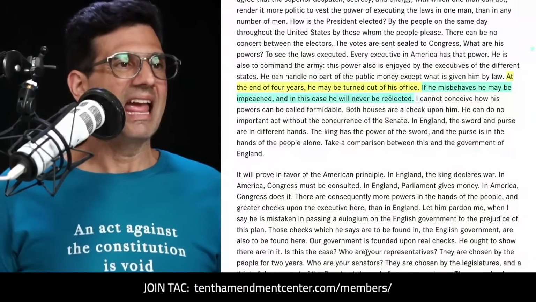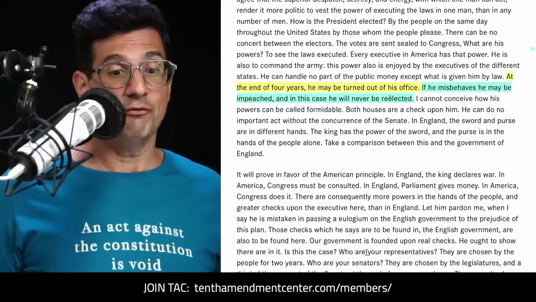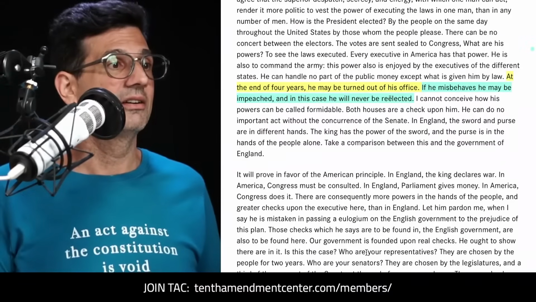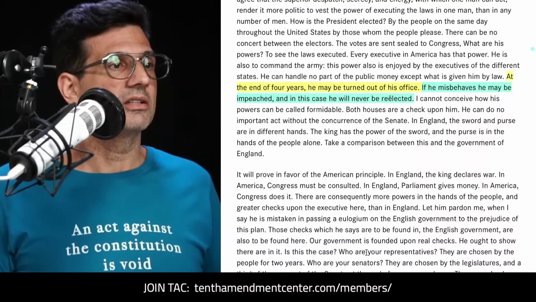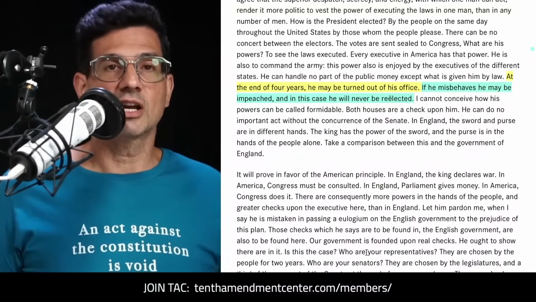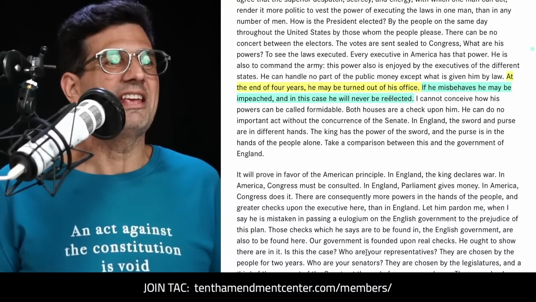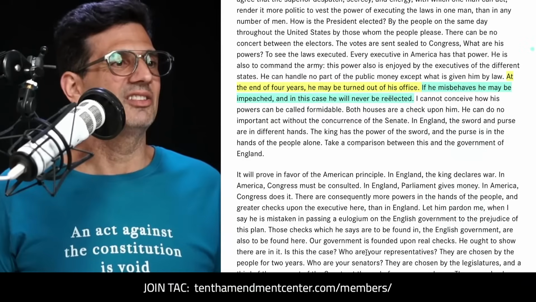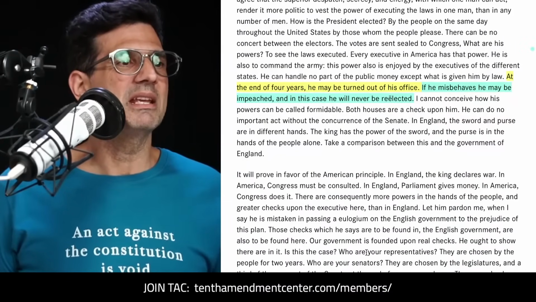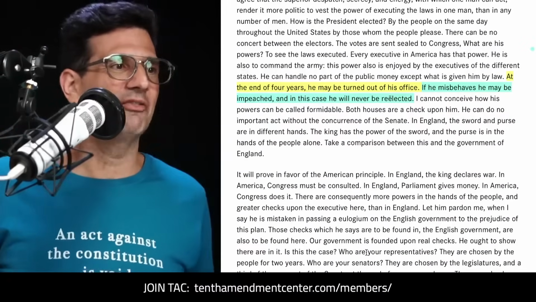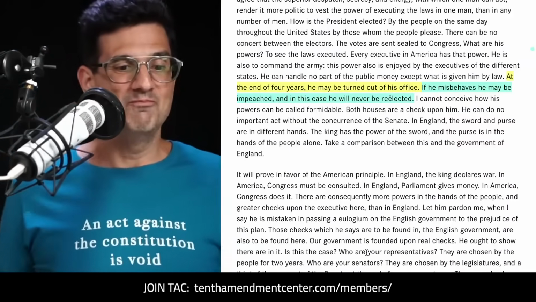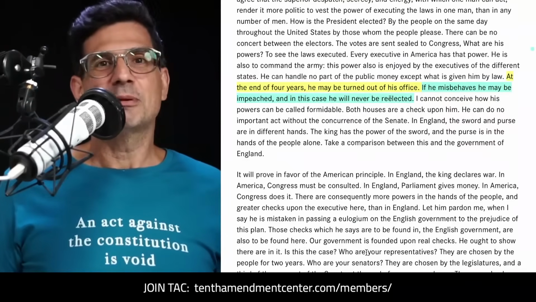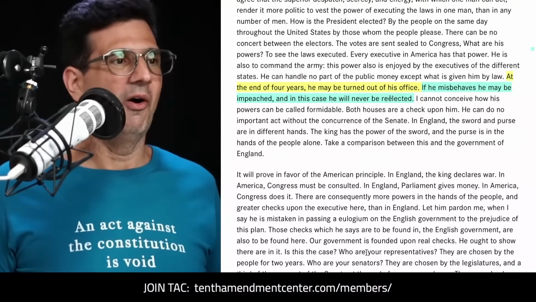And if you think that maladministration in and of itself was broad, just wait till you hear what Edmund Randolph had to say a few days later. "At the end of 4 years, he may be turned out of his office," talking about the executive. "If he misbehaves, he may be impeached. And in this case, he will never be reelected." So for Randolph, he's talking specifically about misbehaving. I wish more of us had that attitude about politicians because they all misbehave all the time.